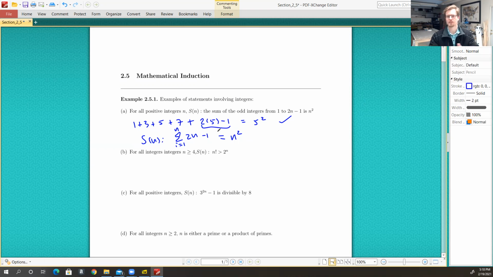So the statement here is we have equality. Is it actually true? Yes, no, maybe. We saw that it is for 5, but what about the others?